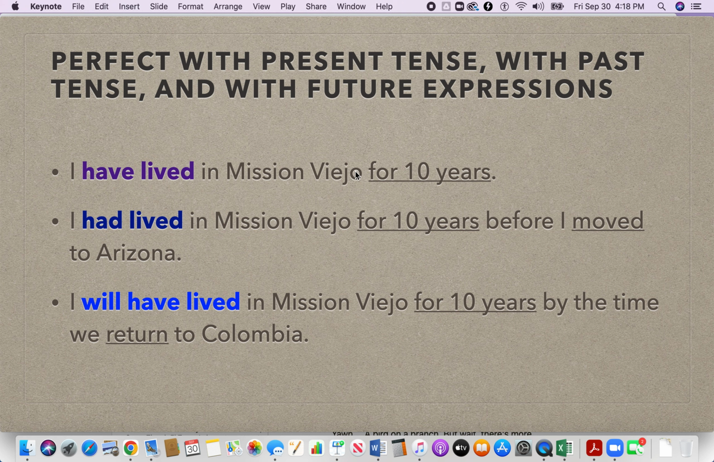The present perfect with the present tense, the past tense, and with future expressions. You can use the perfect aspect both with present tense, past tense, and with helping verbs showing the future. So, for example, you can say, I have lived in Mission Viejo for 10 years. Have is present, and lived is the participle.